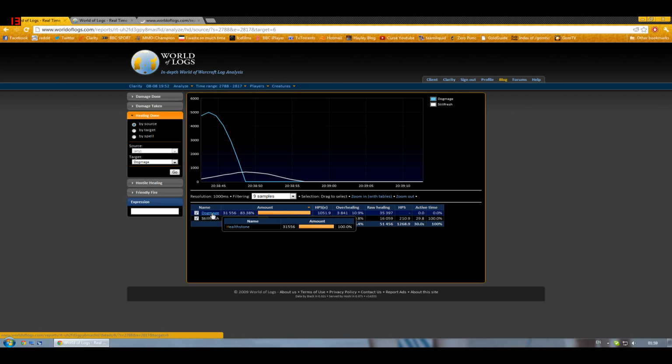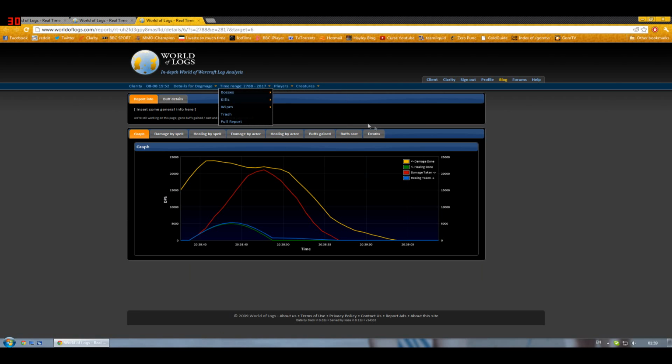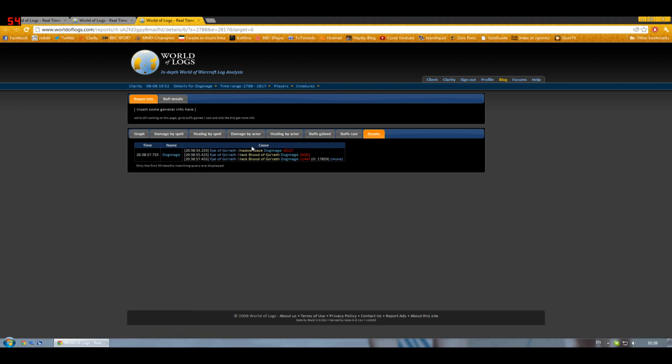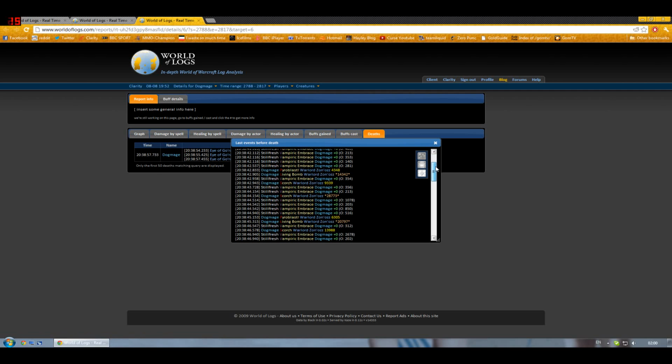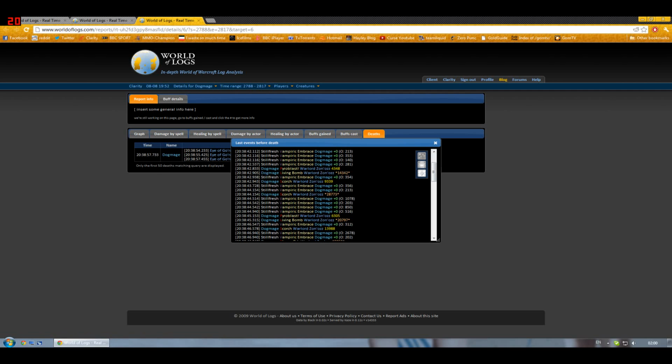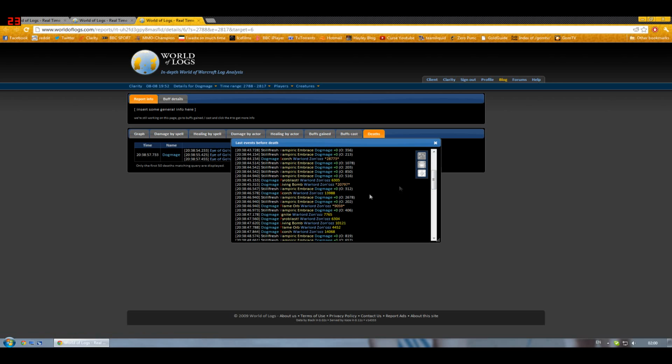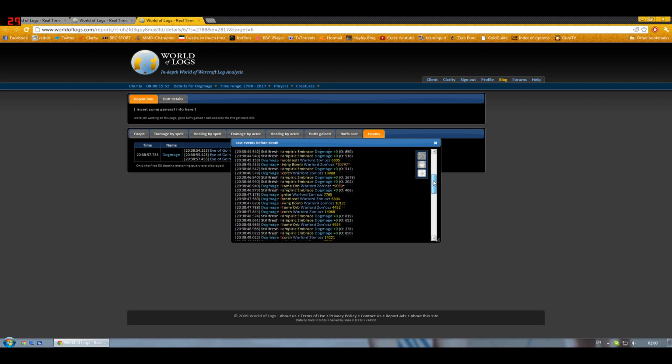So quite easily I can head into here and click deaths and see by clicking more. You see just how powerful WorldofLogs is. Just by a few clicks I've got an awful lot of information. Here I can see this is 10 seconds before he died, looking at the seconds here, and I can see what he's doing damage to. I can see that he uses his health stone, good, the mark of a good player.